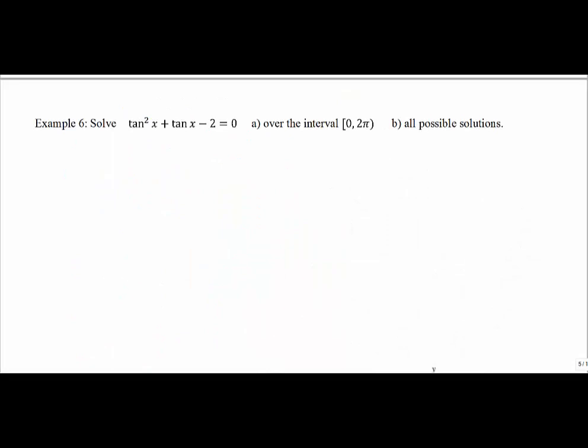We want to solve the equation tangent squared x plus tangent x minus 2 equals 0. And we're looking to solve it over the interval from 0 to 2 pi, which means that we're working in radians. And we're also asked to solve for all possible solutions. So let's start by thinking about tangent x as being like a variable in college algebra. So this would be the same thing as like u squared plus u minus 2 equals 0.